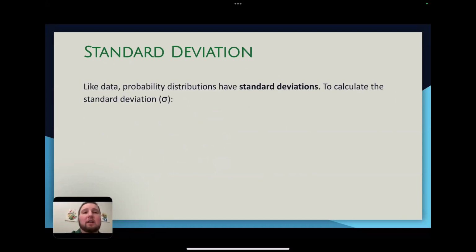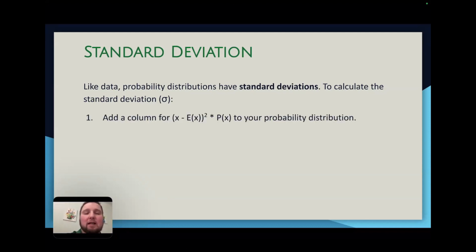To calculate the standard deviation for a probability distribution, the formula is going to look a little different. Again, if you're doing this on your calculator, it's going to work just like it did for a frequency table. But if you're doing it by hand, the formula looks weird. And so we're going to use that data table to help us. We're going to add a column for (x minus the mean) squared times P(x). So we're adding a fourth column to our table.